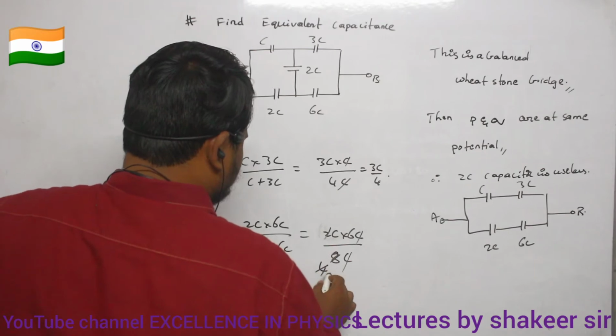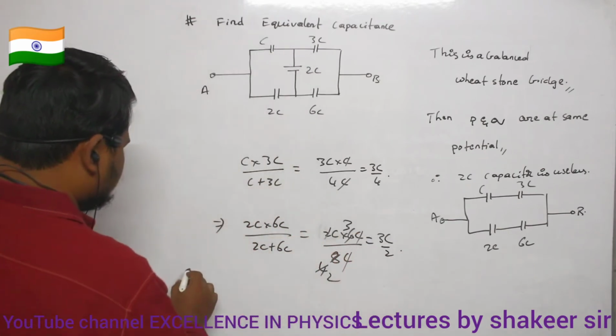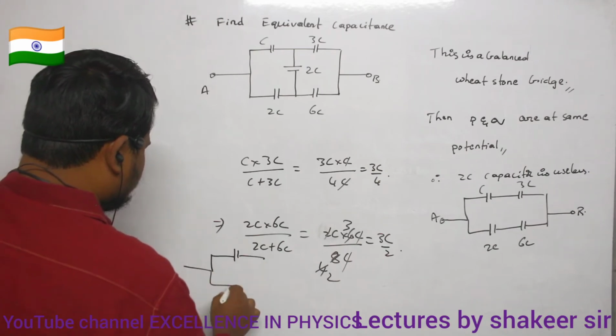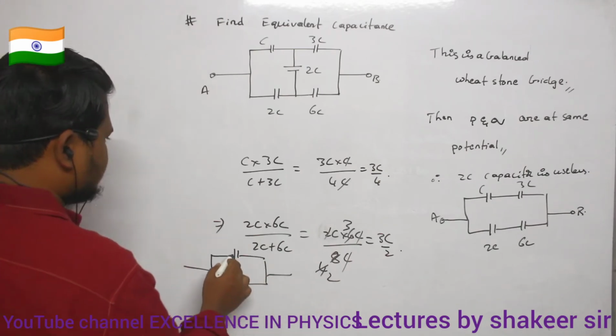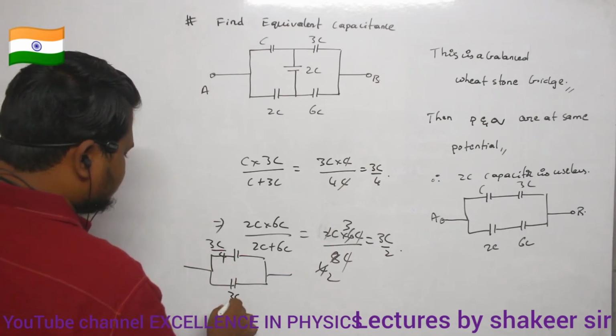Okay? So 2 3s are 6, so 3C divided by 2. Clear? So therefore, this is one capacitor, this is one capacitor. So what is the capacitance of this one? 3C divided by 4. Capacitance of this one is 3C divided by 2.